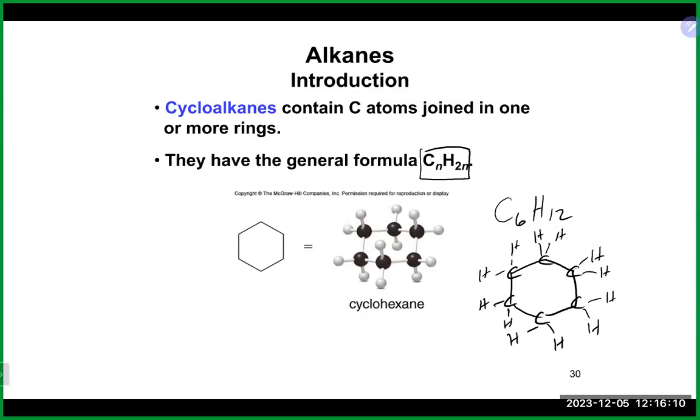How we go about naming it, as I mentioned a second ago, you put cyclo in front of the alkane name. So this is 6 carbons, which is basically hexane. But because it's a ring type structure, it becomes cyclohexane. So you put cyclo in front of it when you go to name it. Any questions on that there?